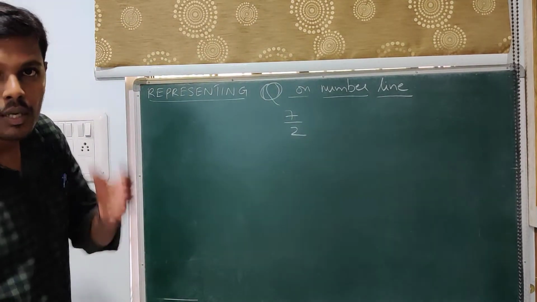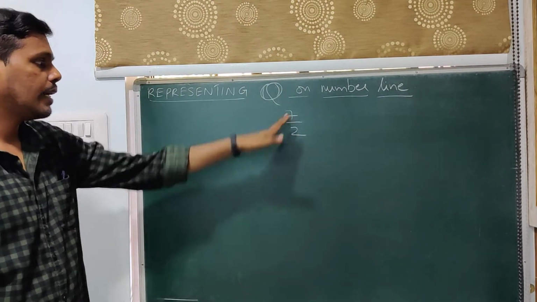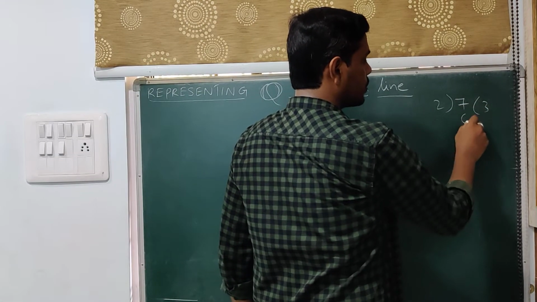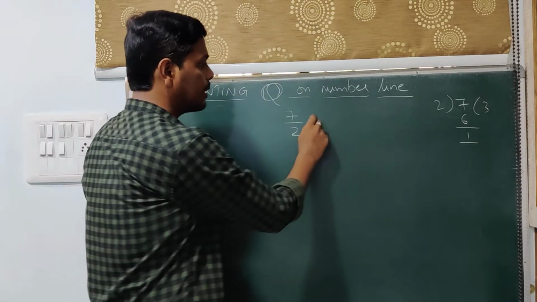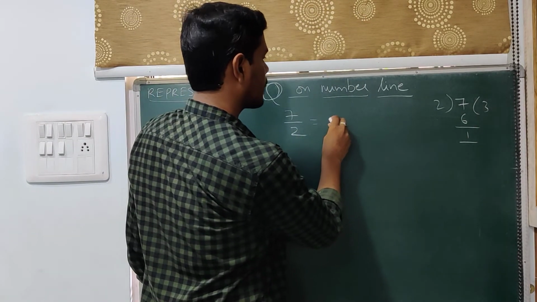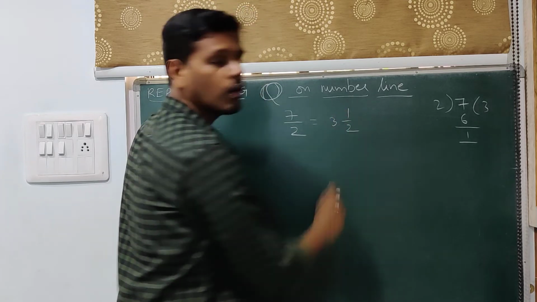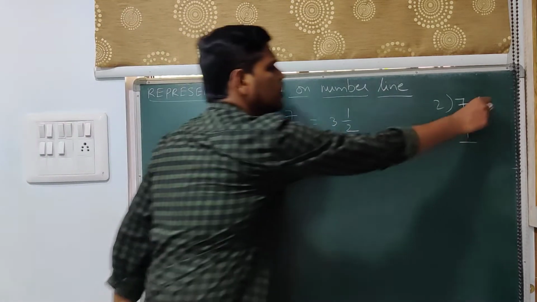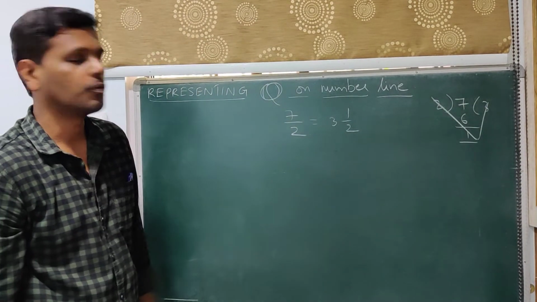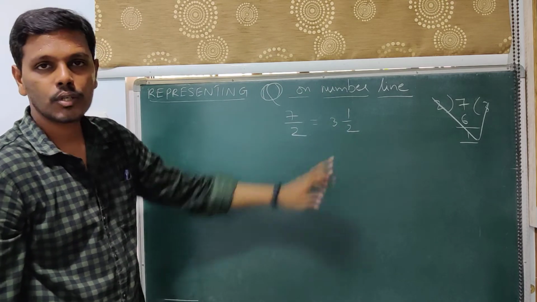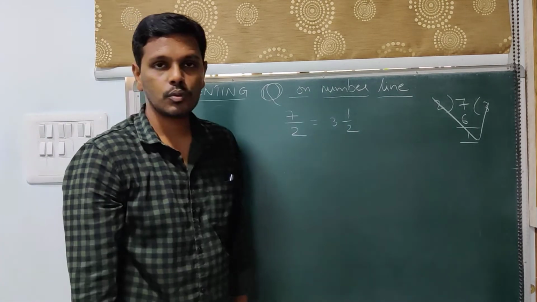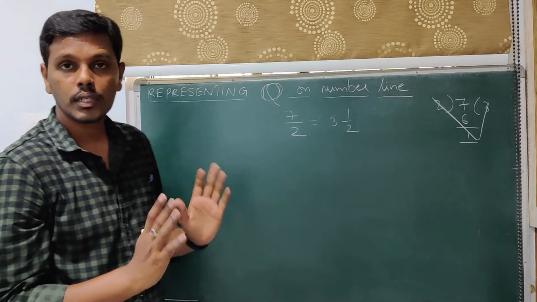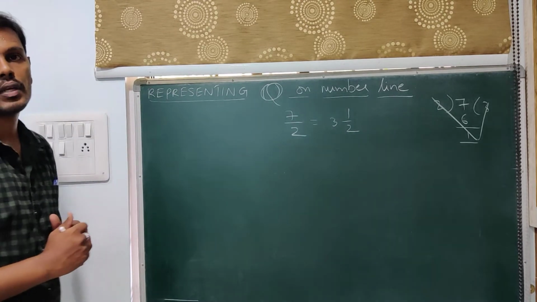Suppose say 7 by 2. Now in these cases what we do is we write that as a mixed fraction. 7 by 2: 2 3s are 6 and left over is 1. How do you write this? This is 3, 1 by 2. 2 3s are 6, 6 plus 1 is 7, 7 by 2. This is the way we write 3, 1 by 2. Now this tells you that 3, 1 by 2 or 7 by 2 lies between 3 and 4.